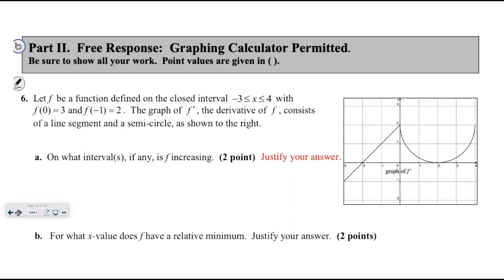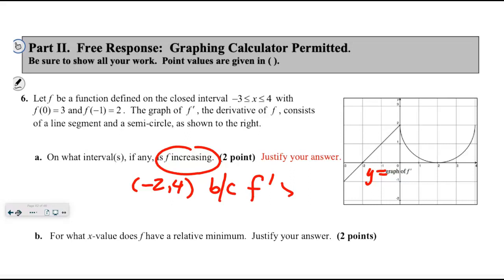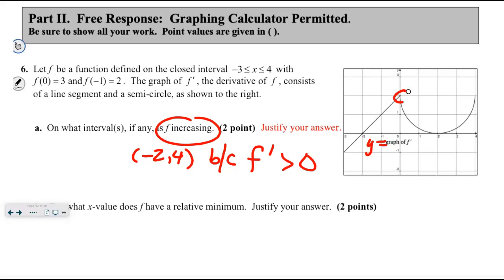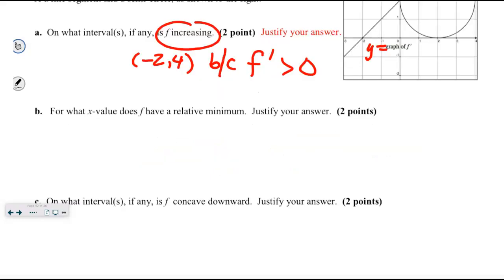Our function is increasing when its derivative is positive. I am graphing the derivative. So this would have been on the interval from -2 to 4, and it would have been because the derivative was positive. Now, some of you excluded this point. The second derivative doesn't exist there. But f prime of 0 is the y value there, which was 2. And so f prime does exist. There is a dot there, so be careful of that.